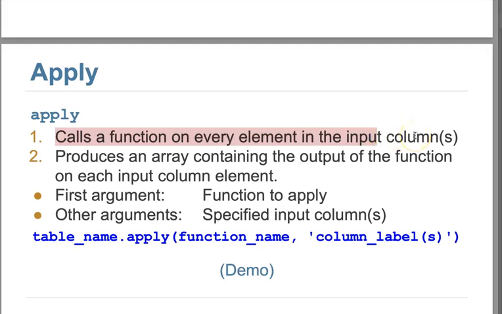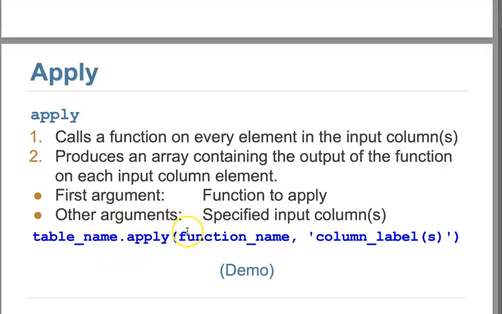We can call a function you define. Then they will apply this function on every element in the column you specify. Because you apply the function to a column, and a column is an array, they will produce an array containing the output from that function after you pass the value for each element in the column. So that's why here you apply the function, invoked by the table name.